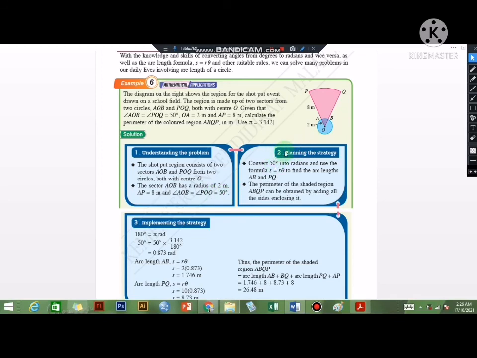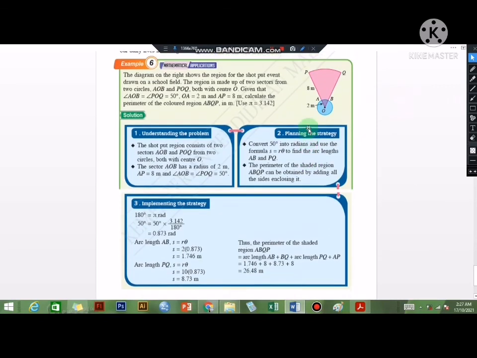Okay, and then the second step, you need to plan the strategy. The first thing you need to do, as usual in this topic, the very important thing is to convert from degrees to radians. So you need to convert 50 degrees into radians and use the formula S is equal to R theta to find the arc length AB and PQ. The perimeter of the shaded region ABQP can be obtained by adding all the sides enclosing it. Now let's calculate.